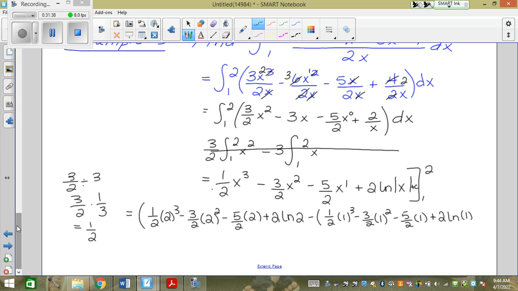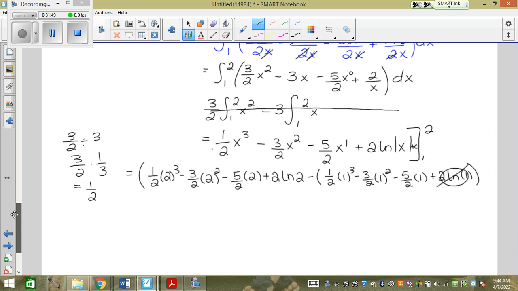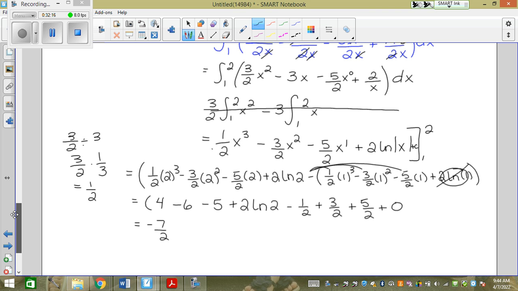What's ln of 1? 0. I should put a line because that looks like a 1. It's not. It's 0. So here we're going to get 8 divided by 2, which is 4. Here we're going to get 4 times 3, which is 12, divided by 2, which is minus 6. Here we're going to get minus 5 plus 2 ln 2. And the minus sign is going to have to go through. So I get minus a half, plus 3 halves, plus 5 halves, and then technically plus 0 if we want to show that. When we put them all together, you get negative 7 halves, plus 2 ln 2.